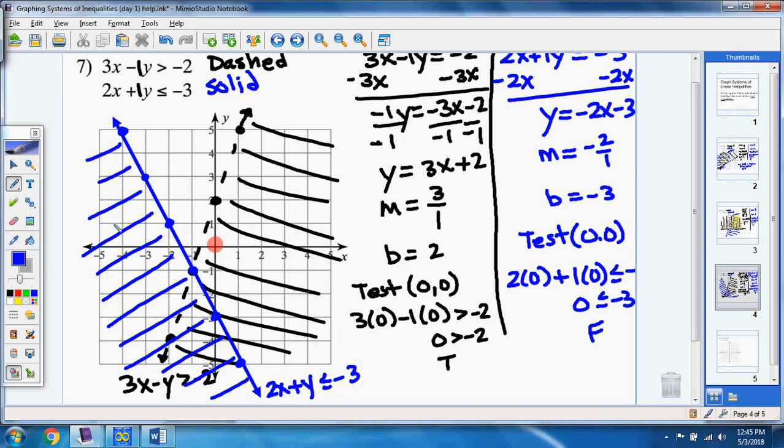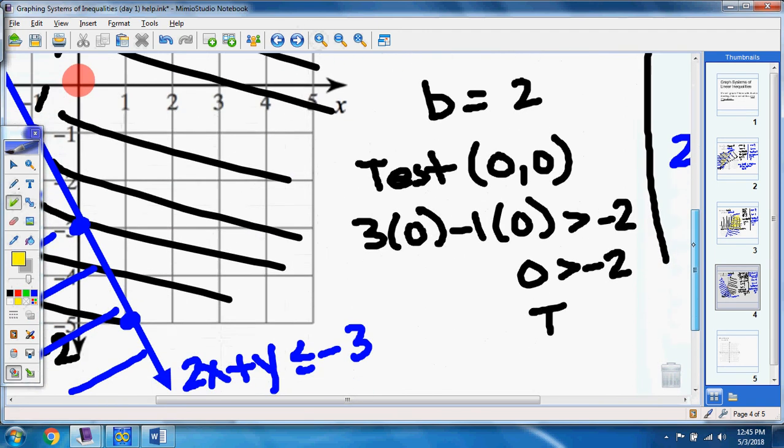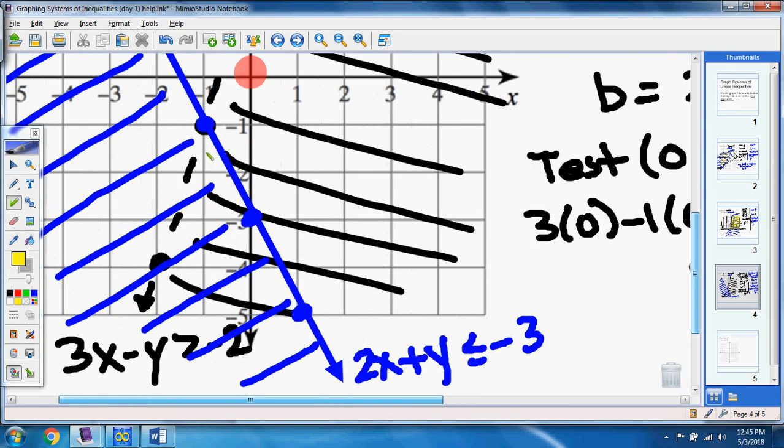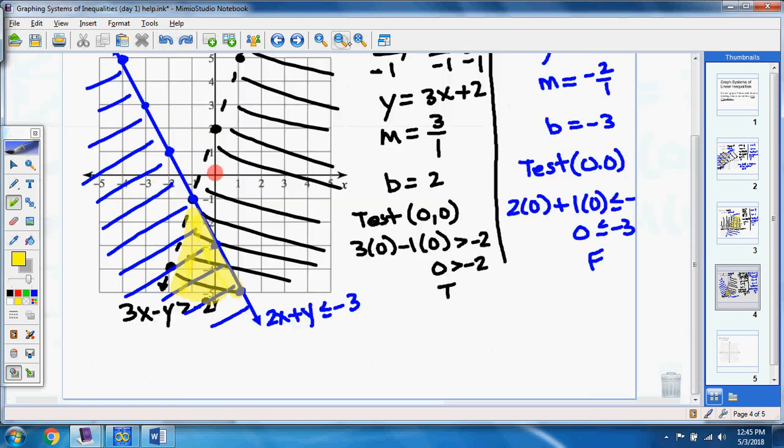All right, so again, 4 areas. We have no shading, false for both lines. Just black shading, true for the first line. Just blue shading, true for the second line. And again, our area of solution that we want to focus on is where the double shading occurs. Again, this means that every point in this area is true for both lines. Again, it's called the area of solution.